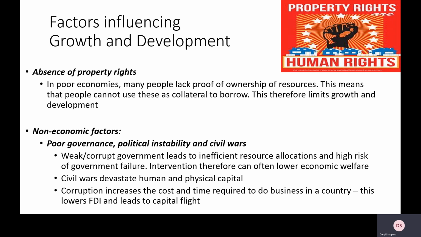Now, the final one is what we call non-economic factors, and this is often linked to weak governments. So if your economy is full of corruption, if you've got lots of civil wars which destroys infrastructure, if you've got governments that don't make efficient decisions, then all these different things will hold back growth and development within your economy.